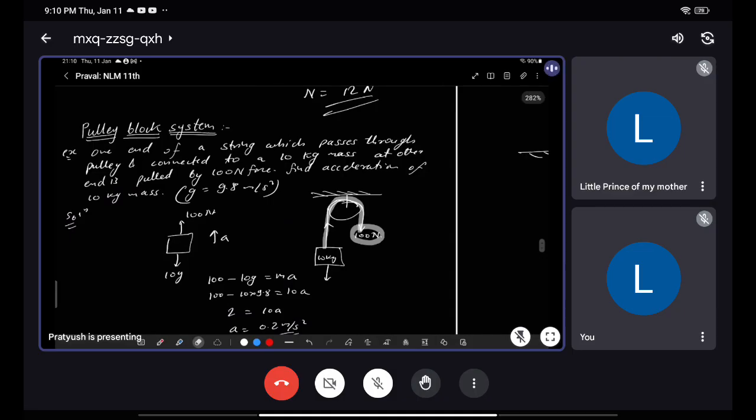Next is the pulley block system. In a pulley, one end of the string passes through the pulley and is connected to a 10 kg mass at the other end and is pulled by 100 newtons of force. Find the acceleration of the 10 kg mass. Try solving it fast.